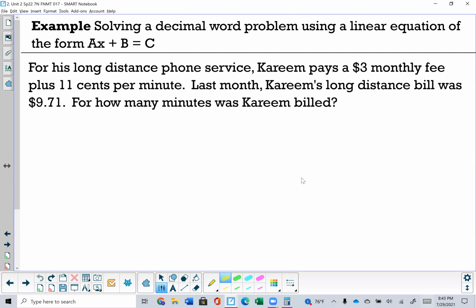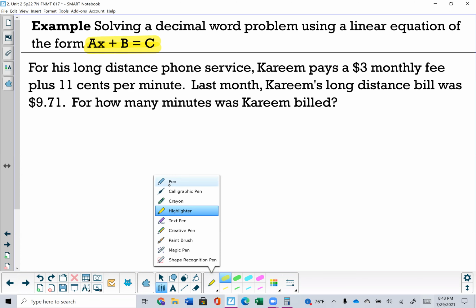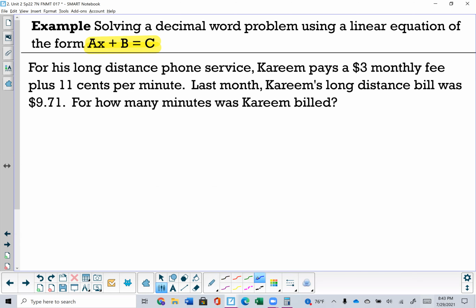So we're looking at word problems with the topic solving a decimal word problem using a linear equation of the form ax plus b equals c. And seeing this pattern is very important, the ax plus b equals c. So let's just break down the different parts of this particular equation we have here.